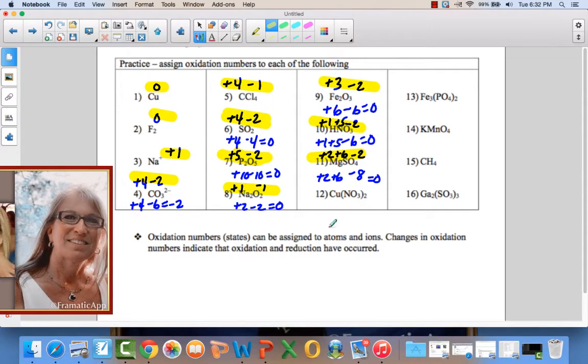Alright. I'm going to skip the one on the bottom there. It's getting kind of tight. I'll do this one up here. -2 times 4 is -8. K is +1. So therefore this had to be +7. CH4. H is +1. That gives me +4. This is going to be -4. And I'll do 13 down here. 13's a little bit crazy. I can show you a crazy one though.